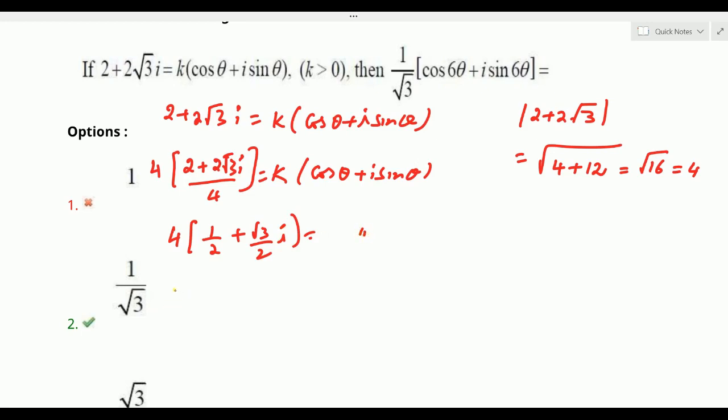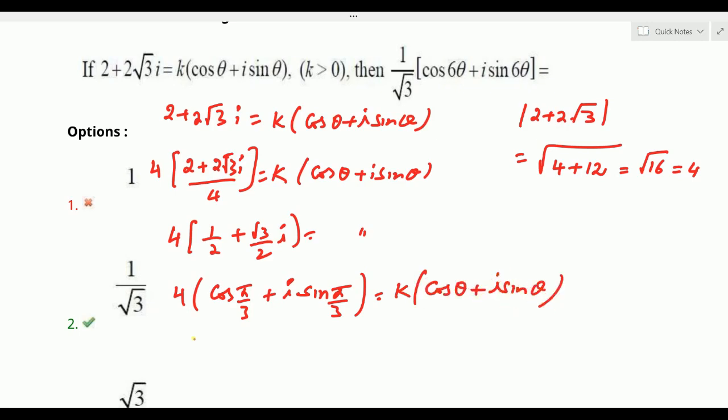cos theta plus i sin theta. Right? Again 4 into 1 by 2 we can write cos pi by 3, root 3 by 2 we can write sin pi by 3 with i into sin pi by 3. So we can compare this result with the RHS k into cos theta plus i sin theta. ఇది చాలా ఈజీ. ఈ De Moivre's theorem application indirect గా. By comparing the similar terms on both sides, k value 4, okay. Cos theta is pi by 3.